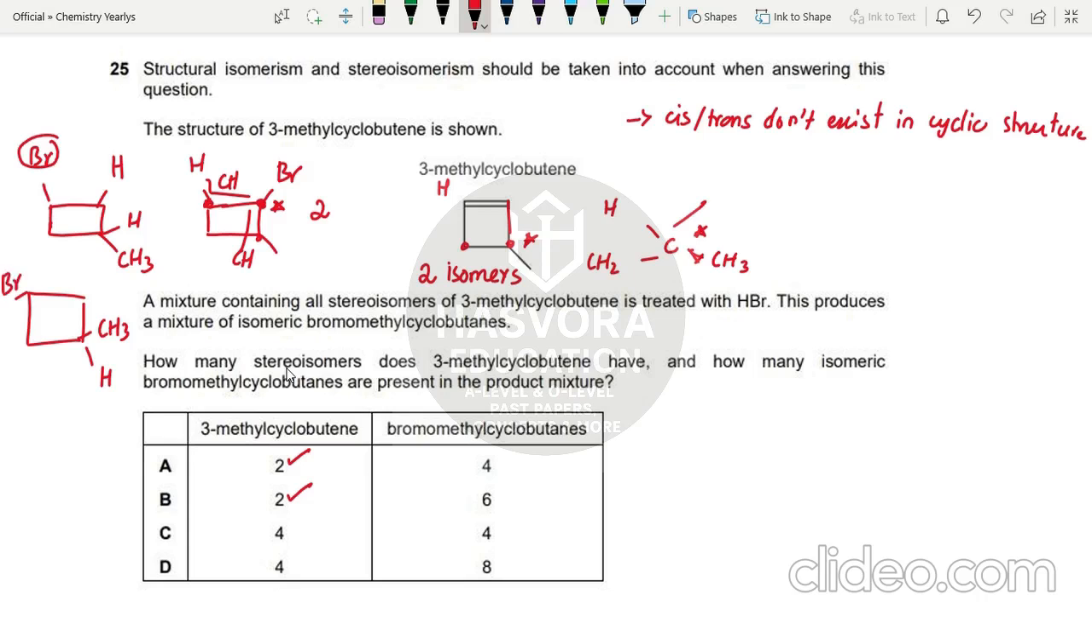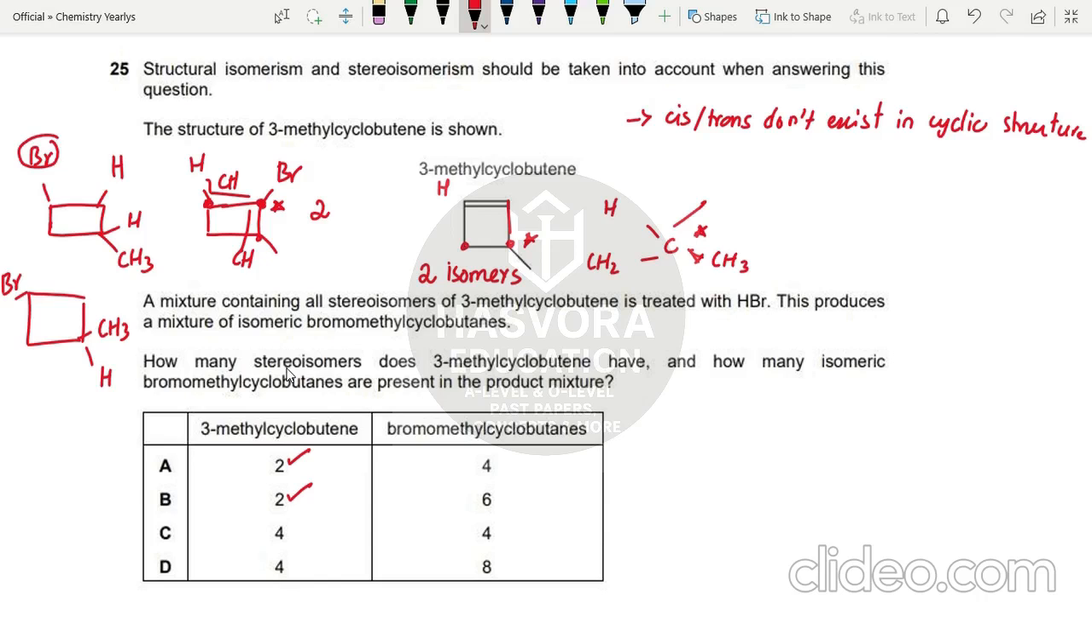So what actually happens in this type of structures is that in the single bonds it also forms the cis trans. So if the CH3 and the Br are actually opposite to each other, like CH3 is below the ring and the Br is above the ring, it will form a trans version. And if one is above the ring and the other is also above the ring, it will form a cis structure. So this actually forms a cis and trans.